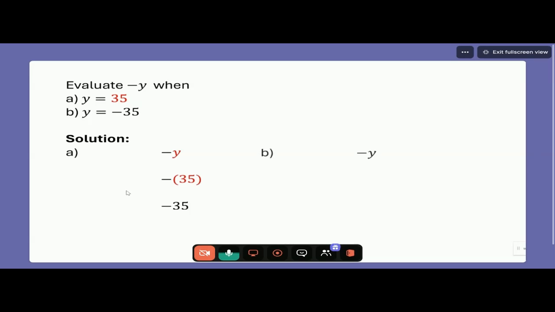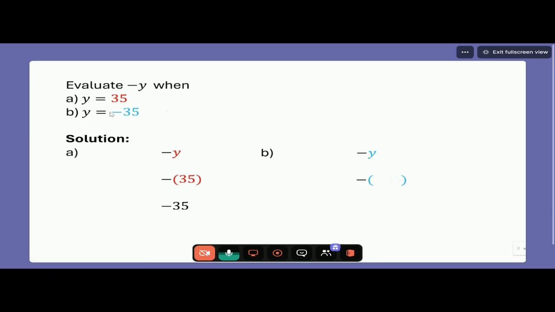On to part B. Once again, we're being asked to evaluate negative y. So once again, we are going to replace the y with something, specifically in this case, with that negative 35. Again, we're going to be careful by starting with a bracket. So notice the y in this expression has become a bracket, and everything else about the expression, which in this case is just a negative sign out front, has remained the same, just the y has become a bracket. What goes in that bracket?